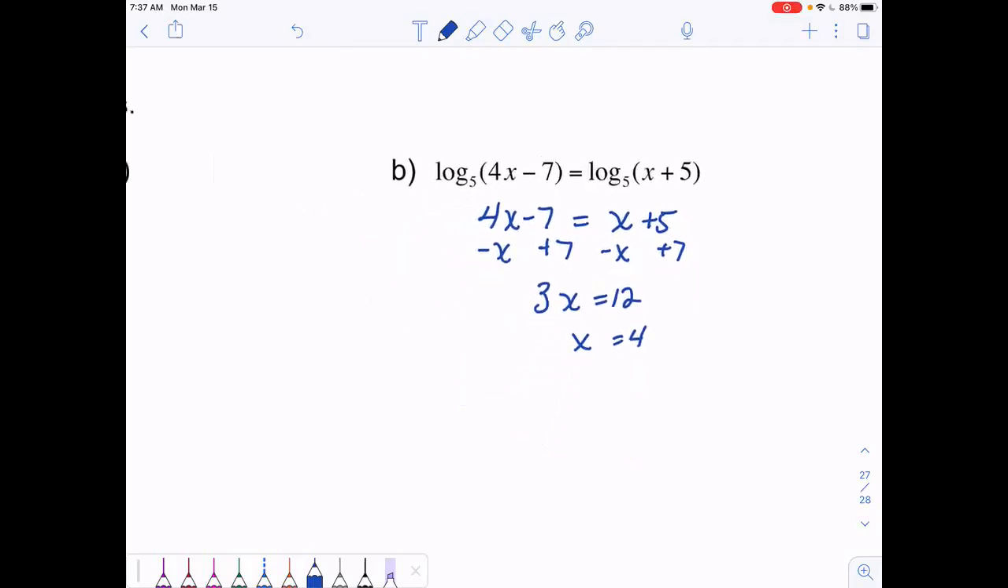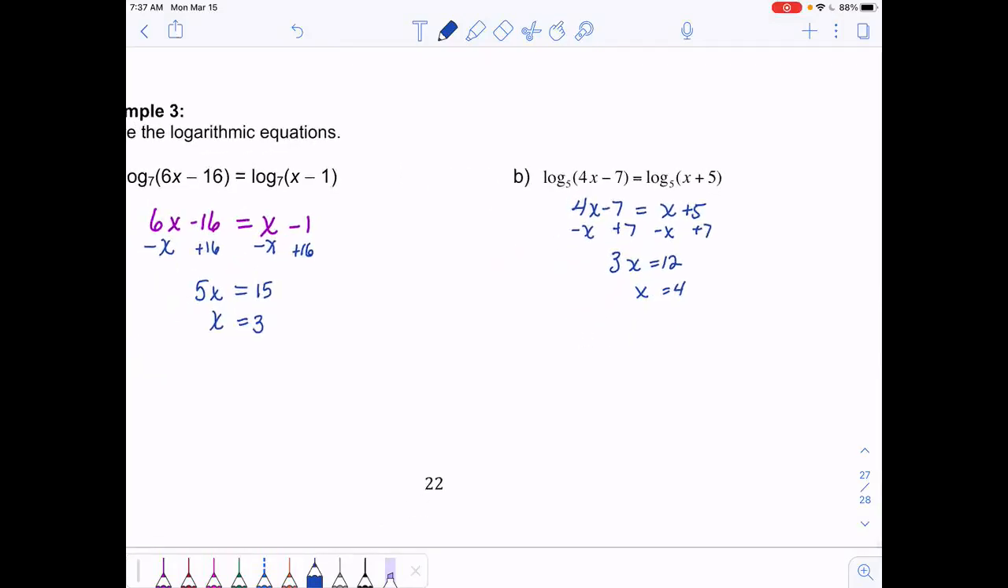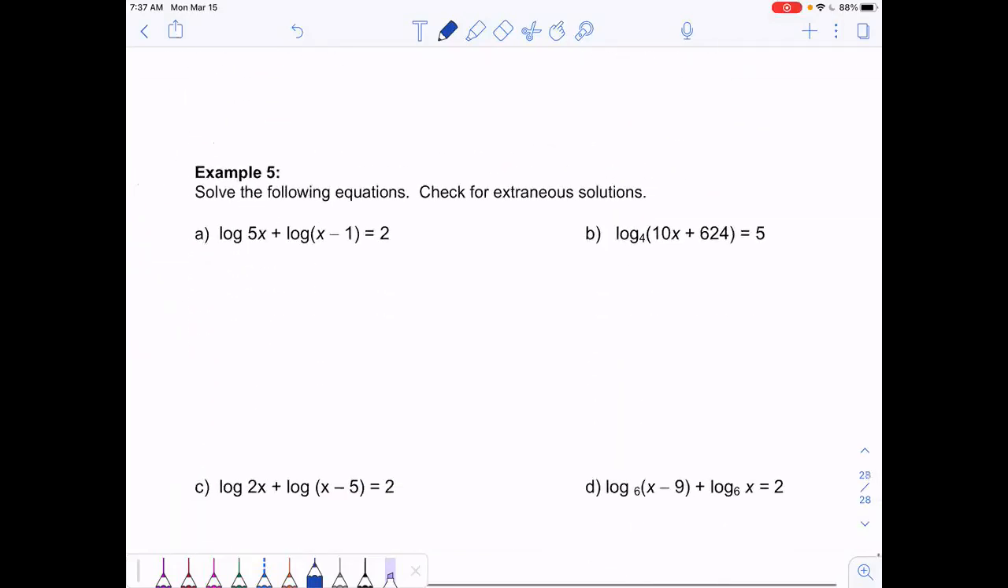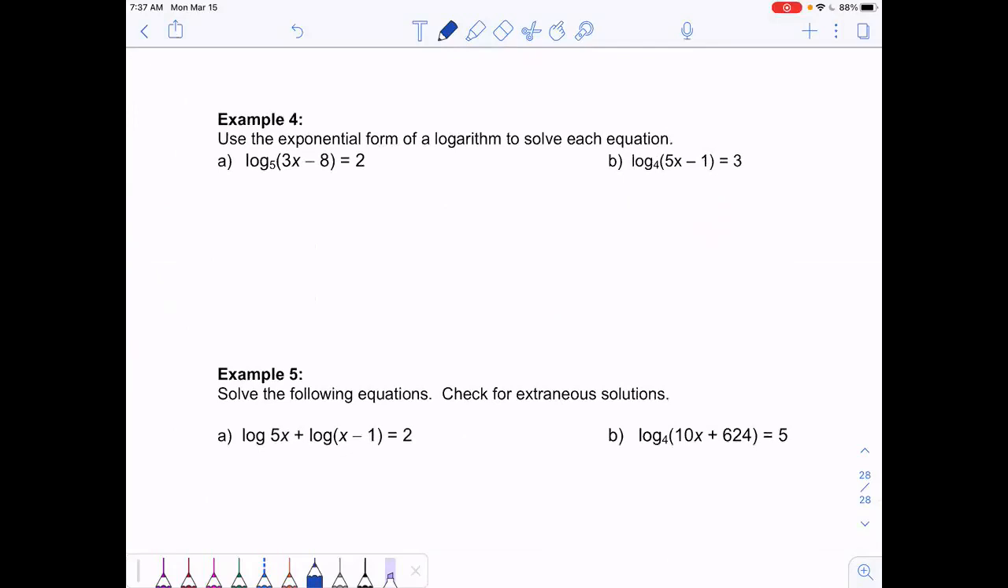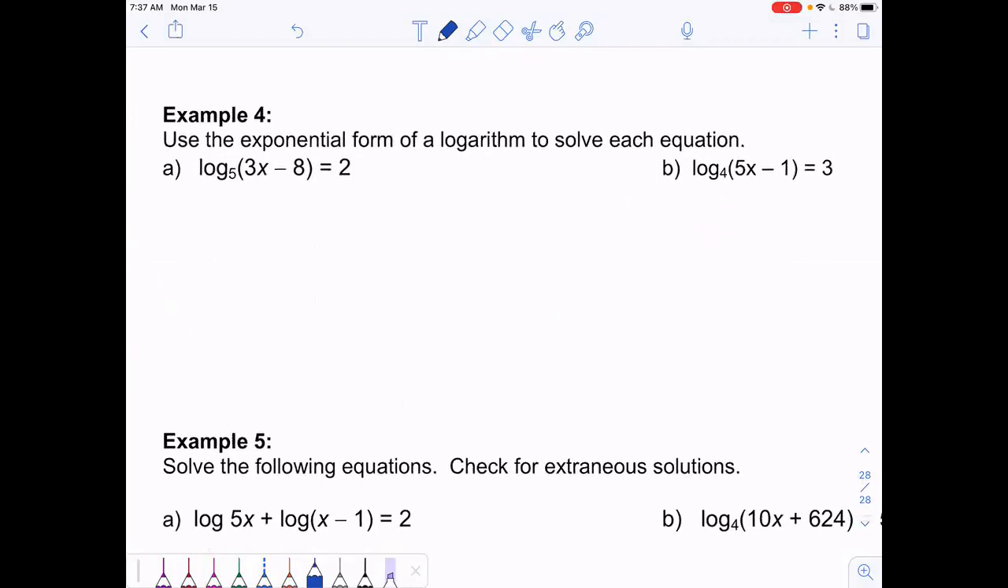Pretty straightforward for those, property of equality. This only works when you have one log equal to one log of the same base. If that is not the case, then you don't have equality of logs. So obviously that's going to be the case for a select amount of times, but not every time. And the remaining 6 examples on the other page are different log equations that we cannot use the property of equality for. So in example 4, it says use exponential form of the logarithm to solve each equation.